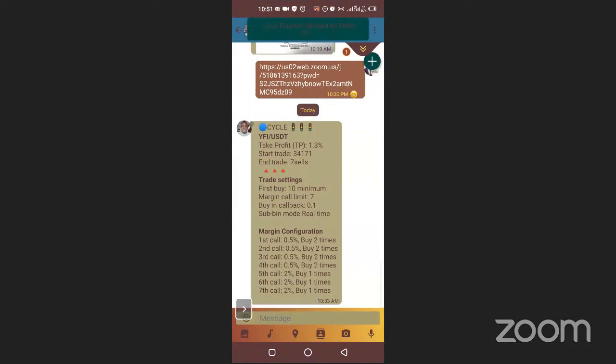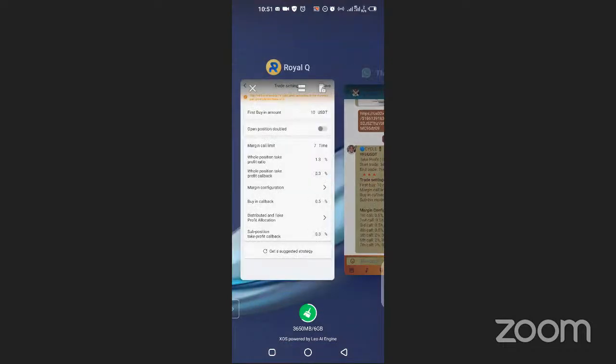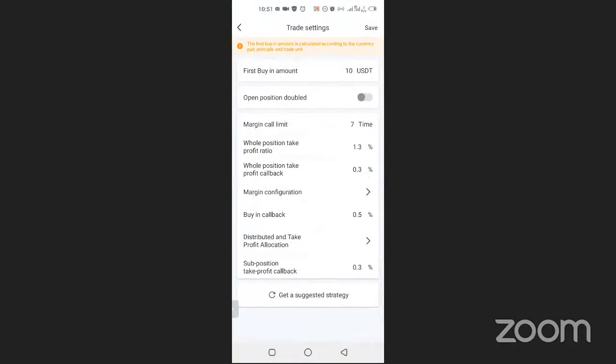Then, okay, I come back here. And the trades at 7 cells. So this guy says I should end the trades at 7 cells. So what I do, I do 7 margin calls. I don't do so much. I'll do just 7 margin calls because I want to repeat. Also, this guy, although he's giving these settings, is not sure.